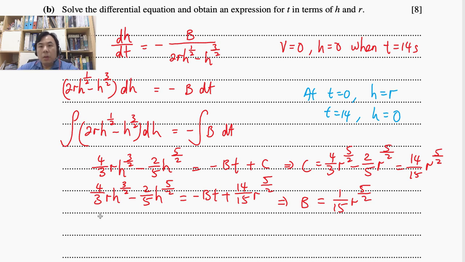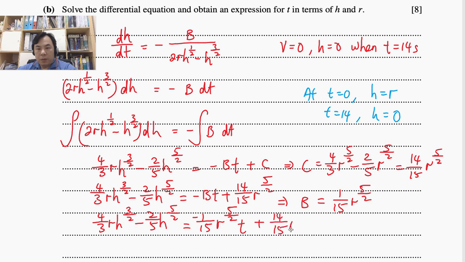And then therefore, expressions for t in terms of h. So we can rewrite this as 4/3 r h^(3/2) minus 2/5 h^(5/2) equals negative 1/15 r^(5/2) t plus 14/15 r^(5/2). Okay, so I think that's what we have.